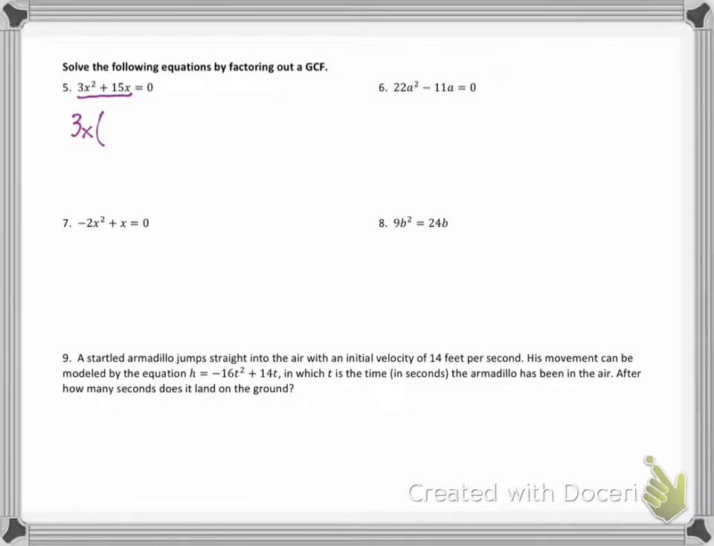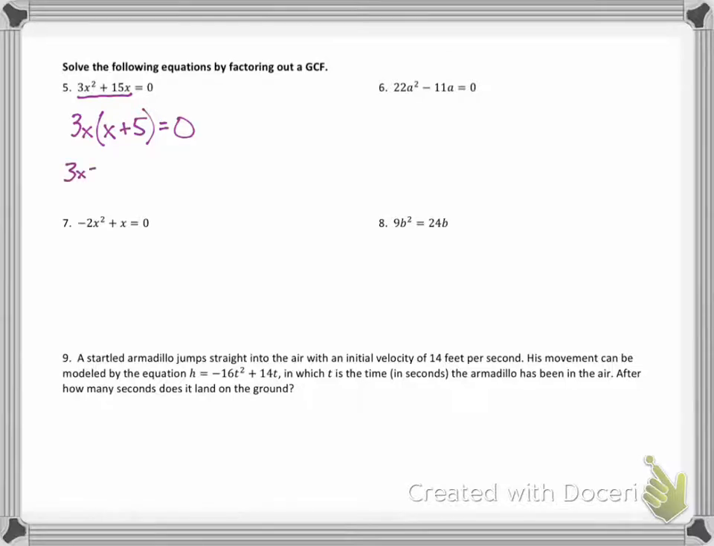So divide 3x away from each of your terms. 3x squared divided by 3x is just x. 15x divided by 3x is 5. So if I'm factoring out a GCF, my factored form of 3x squared plus 15x would be 3x times (x plus 5). When you see that equals 0, that is telling you not only do you need to factor, but it also means you need to solve it. So if you see an equal sign, that means you are going to solve the equation and figure out what x could be. So we tack that back on after we factor.